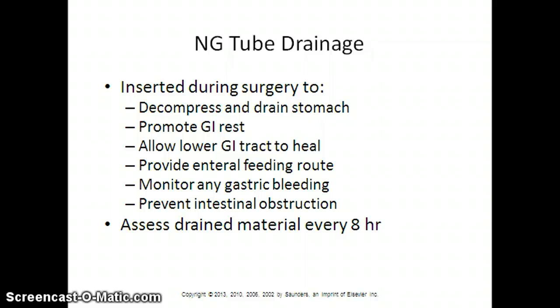If patients come back with NG tubes, it's basically utilized to decrease and drain the stomach. Oftentimes people that have continued, recurrent, and excessive nausea and vomiting, they will have NGs down just to help promote GI rest and give that tummy some time to rest and recover. You may see NG tubes used for enteral feedings. However, most of the time patients will probably be on total parenteral nutrition via a large bore IV or something of the such. We do want to make sure that we are assessing that drained material at least every 8 hours and then documenting the output.